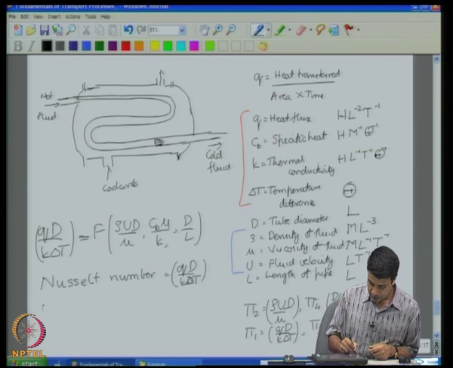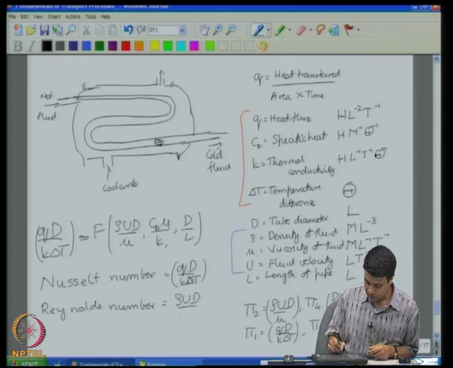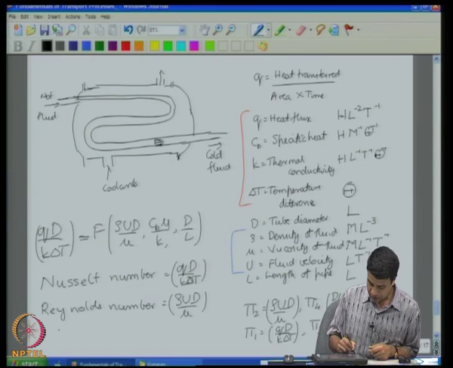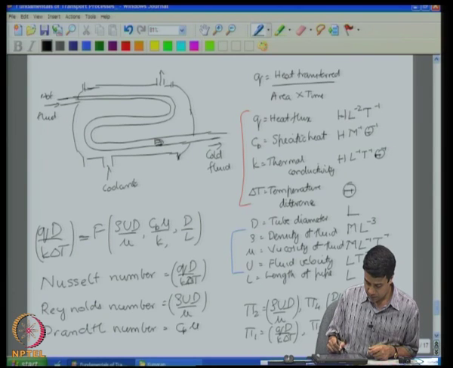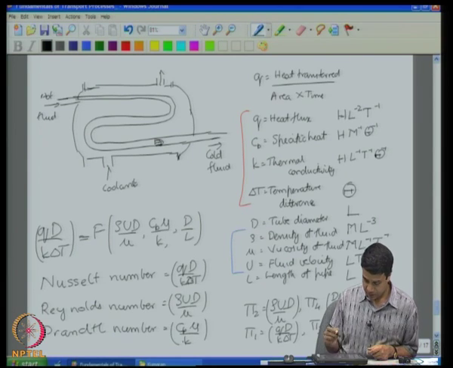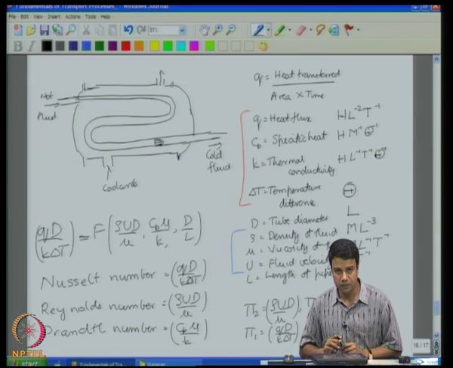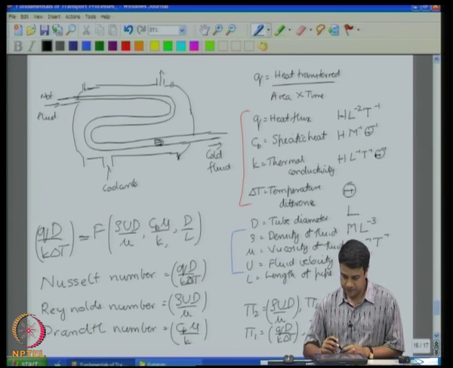Okay. The Reynolds number is rho u d by mu, and then I have something called a Prandtl number, C p mu by k. And then there is d by L, which is a ratio of 2 lengths.